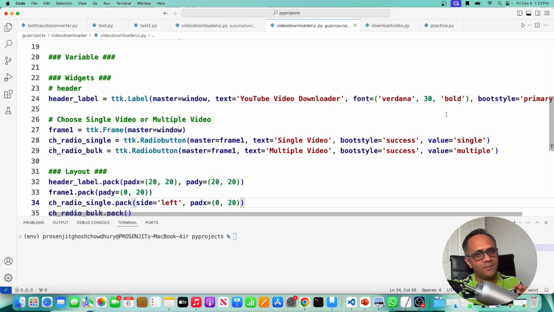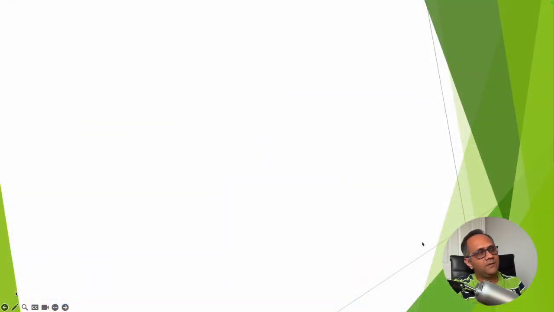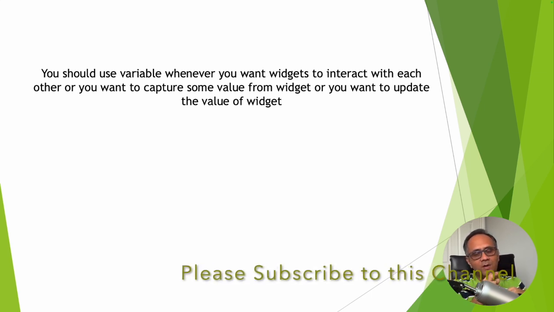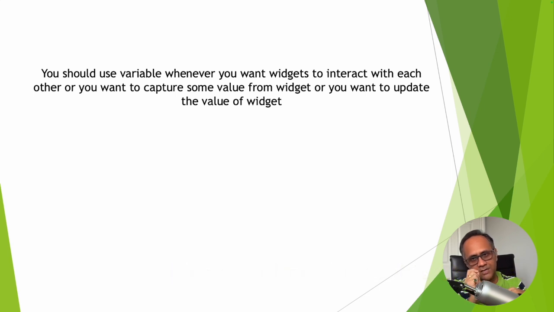Let me explain what the variable is in Tkinter. Now, what is a variable in Tkinter? You should use a variable whenever you want widgets to interact with each other, or you want to capture some value from a widget, or you want to update the value of a widget. For example, here from the radio buttons we are trying to capture some value. There are two ways you can do that. Either you can call each of the widgets and get the value from that, so that means you need to call twice, right? Or you can create a variable, and mention that same variable in the same widget. I will show you how to do that, then it will be more clear to you.